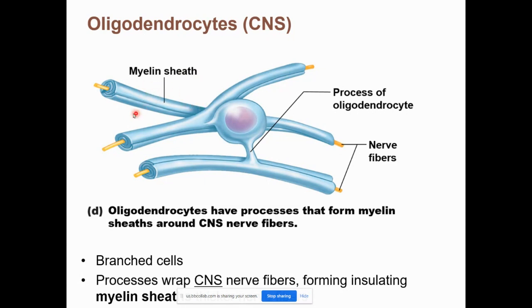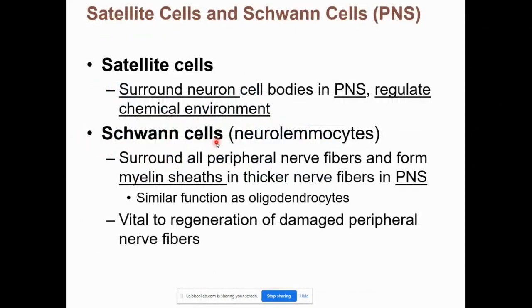Remember we had the nodes of Ranvier? In the central nervous system, one oligodendrocyte will cover multiple axons. So it just makes myelin and covers the axons in a different way, and you don't have the nodes that you do in the PNS. So they create the myelin sheath in the CNS, whereas Schwann cells make the myelin sheath in the PNS.